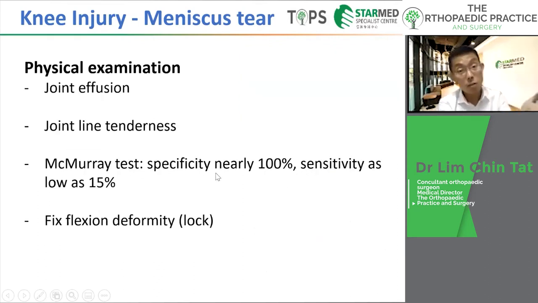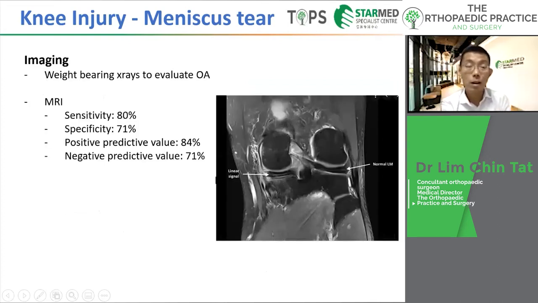We'll examine for knee swelling. We look for pain. We have some special tests as well, and we also look for locking. So this again, this MRI scan. X-ray has very, very little yield for looking at the meniscus.